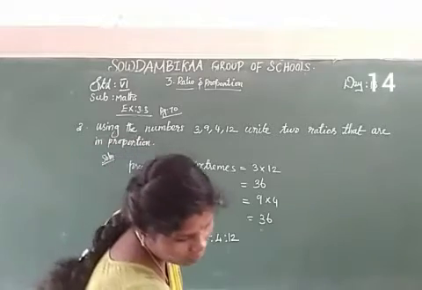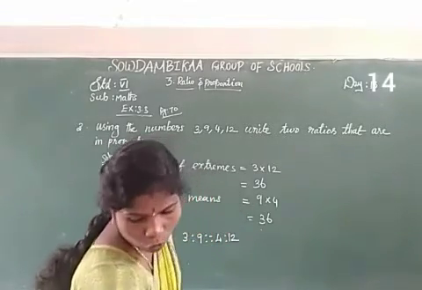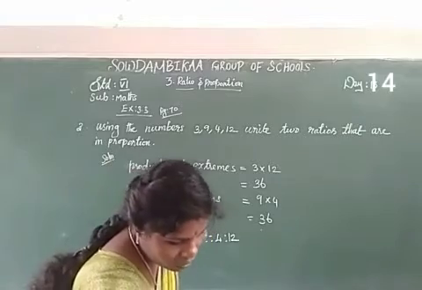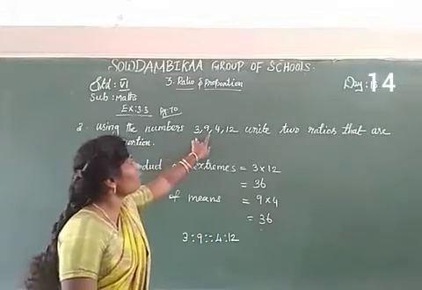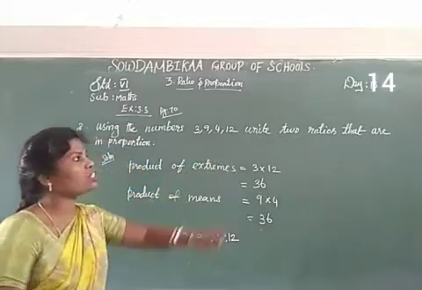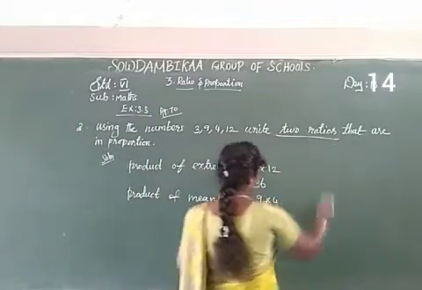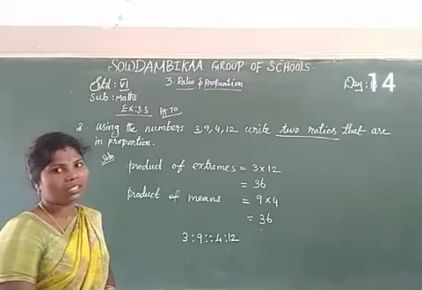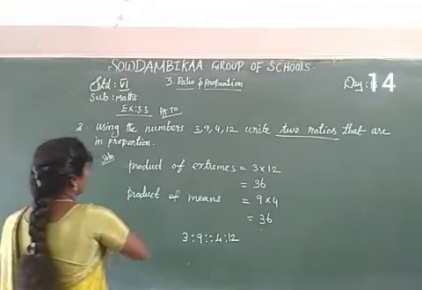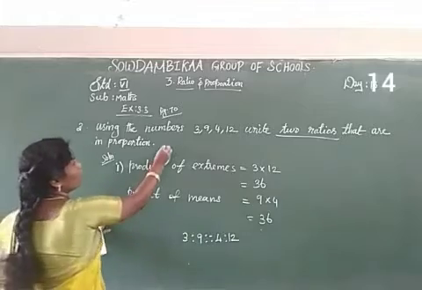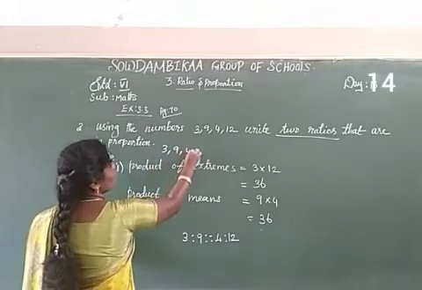Next, the fourth sum. Using the numbers 3, 9, 4, 12, write two ratios. Now write only one ratio first. This is the first point. The given numbers are 3, 9, 4, 12.